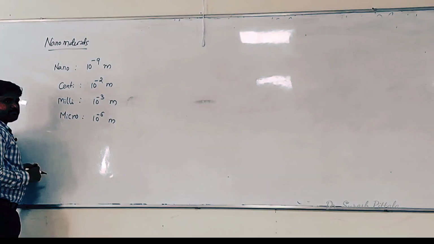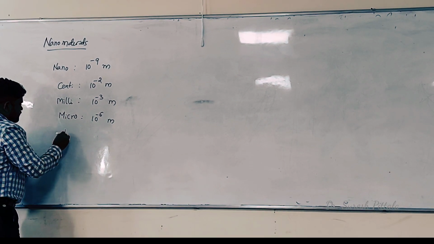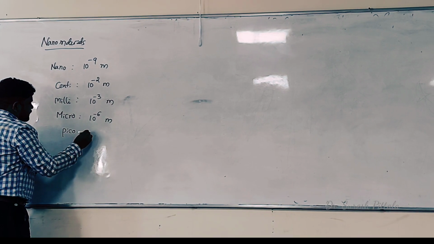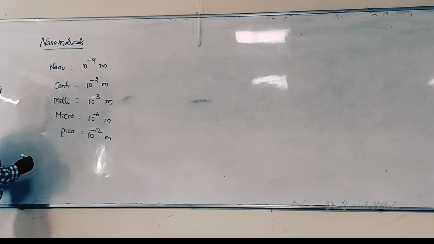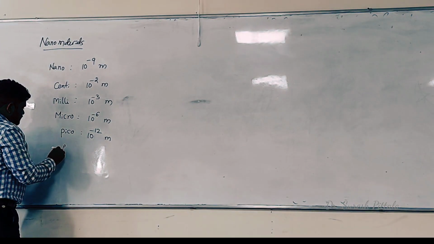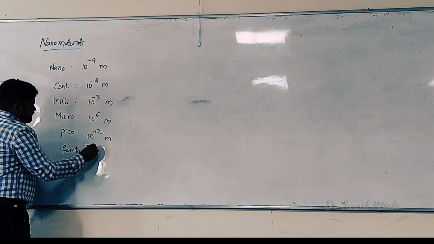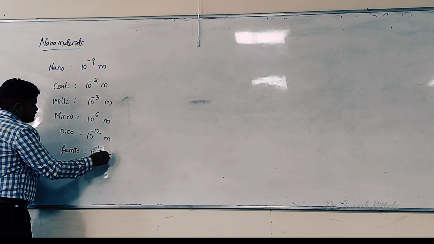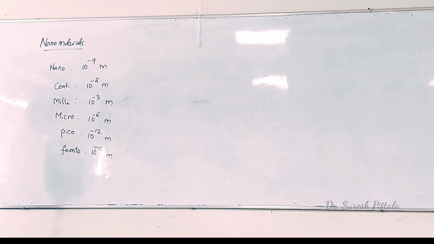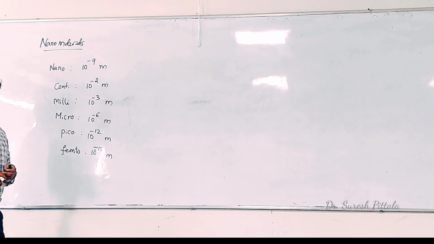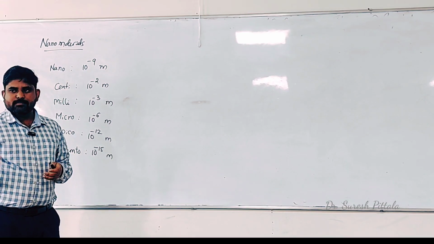After that, pico is 10 power minus 12. Then femto, 10 power minus 15. Angstrom is another kind of unit. 1 angstrom is equal to 10 power minus 10 meters.